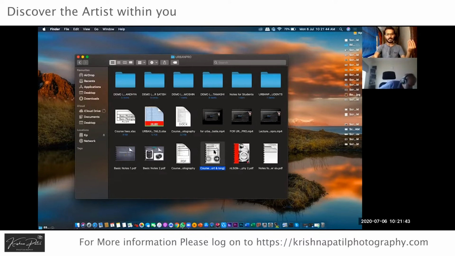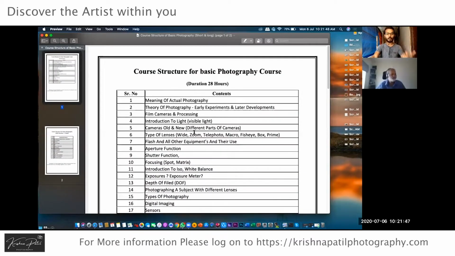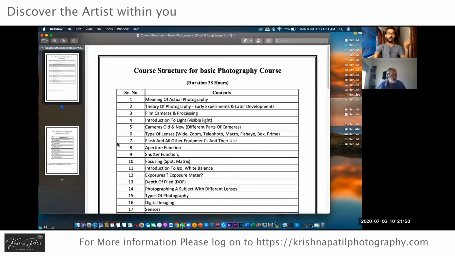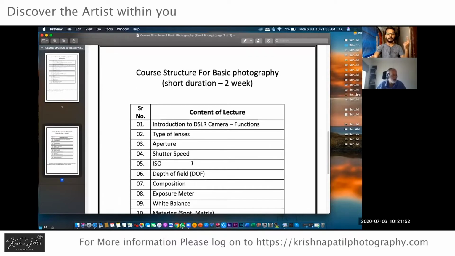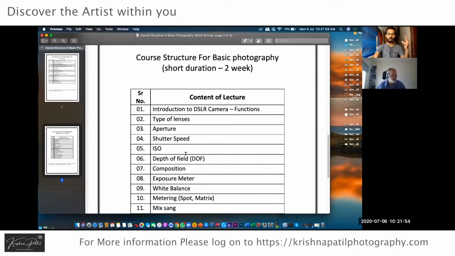Now we will start the next topic of our lecture. That will be a much more interesting topic for us: focusing, depth of field, and composition. So, depth of field. We have learned and understood the aperture, we have learned the shutter speed, then ISO.